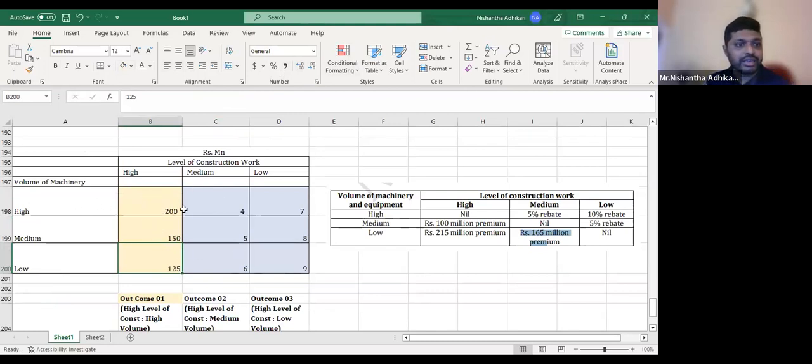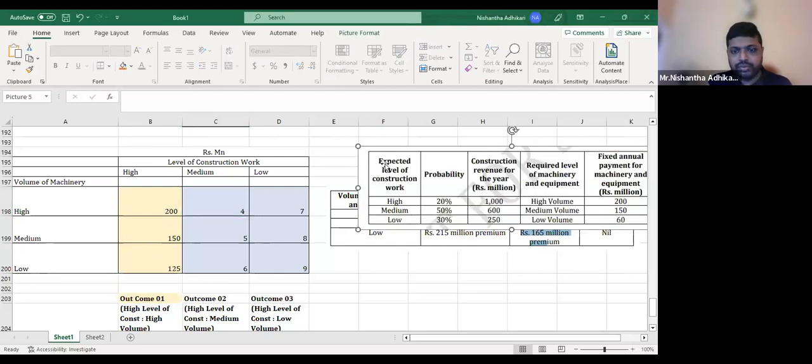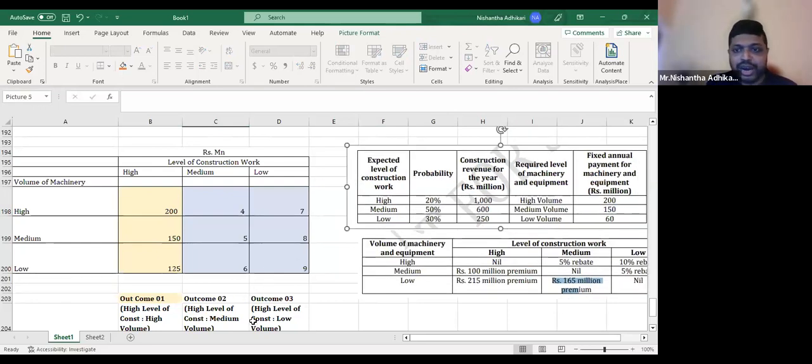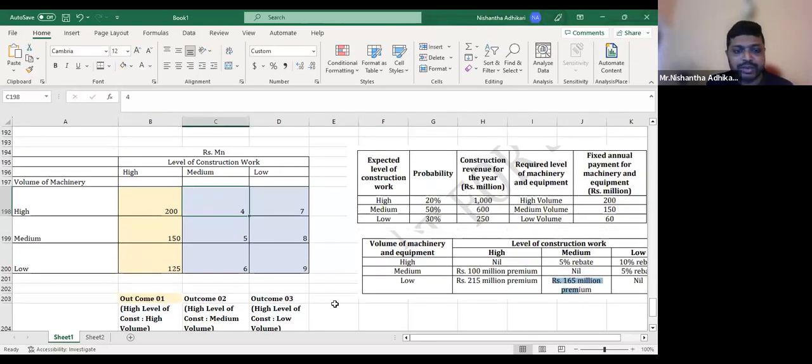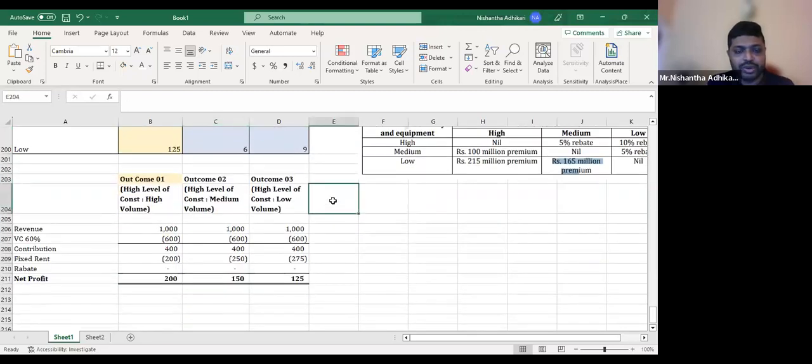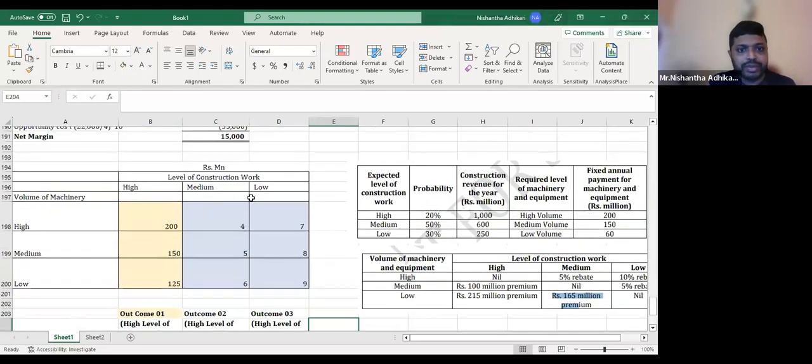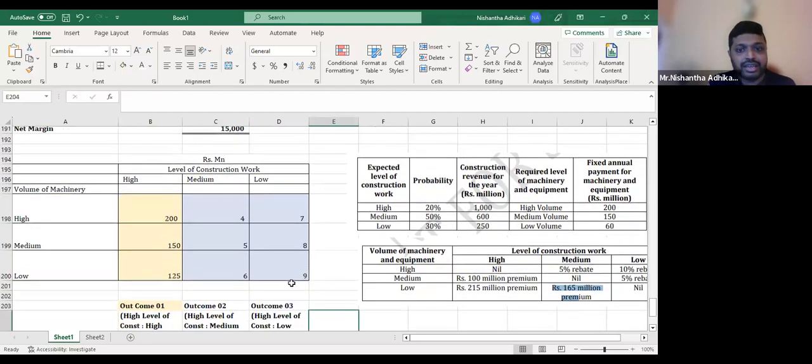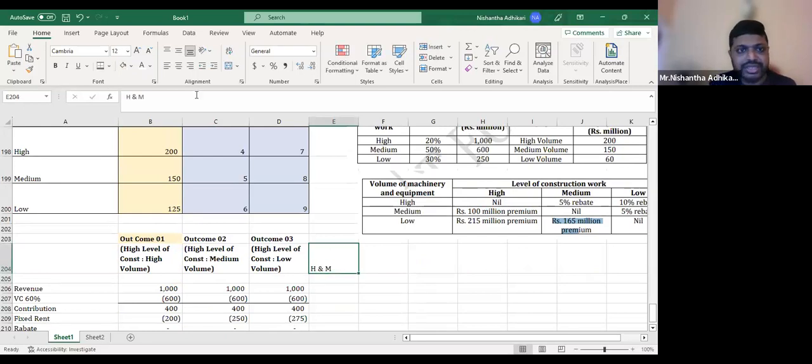Second part, if you have a high volume of machinery, but construction volume is medium, right? Then outcome 4, you will get a 5% rebate. Machinery value is 150. Okay. Construction work, I will take that table as well. Now, outcome 4, medium level of construction, the value will be 600 million. Medium level construction and high volume of machinery. I will say high and medium, shortened like that.